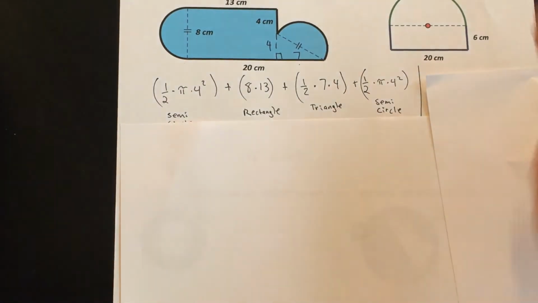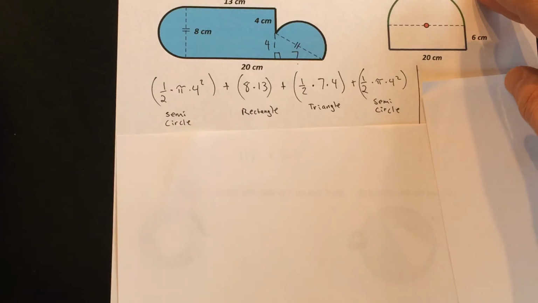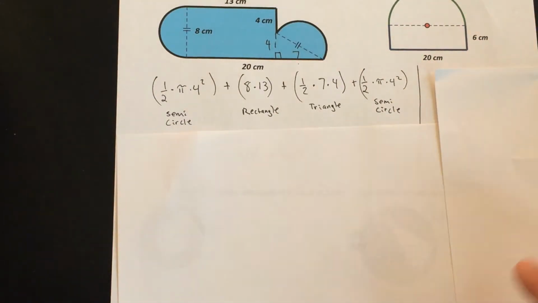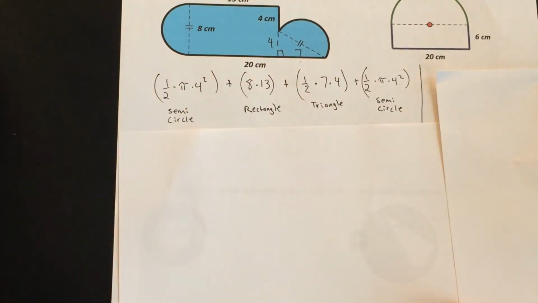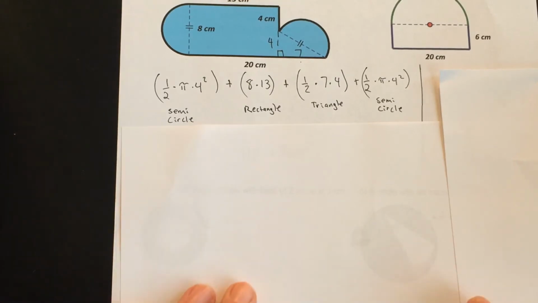This is the area of the semicircle. I'm going from left to right. The area of the semicircle, the area of the rectangle, the area of the triangle, and the area of the semicircle, again, on the right-hand side. We would be able to calculate each one of these individually and then add them together for the total area.